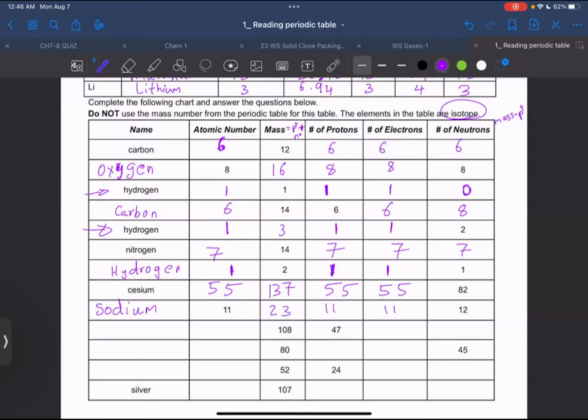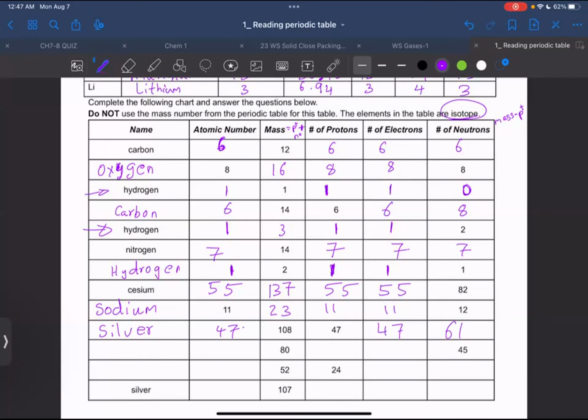Please let me know if my math is ever off here. For the most part, it should not be, but I'm trying to do something there. Okay, so that is 47. That element is silver.